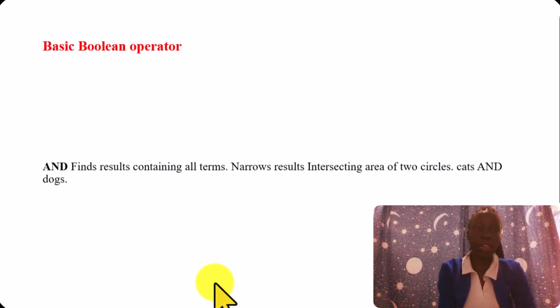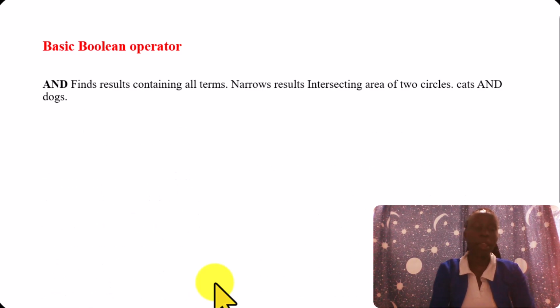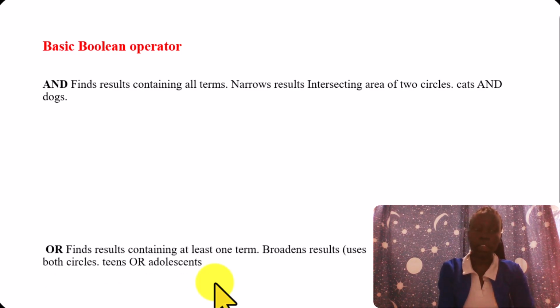So let us look at the basic Boolean operators. We are going to look at them one by one. We have the AND. AND finds results combining all terms. It narrows to the intersecting areas of two circles. For example, you can be searching for a cat AND a dog. You put AND between the cat and the dog. So this is how it works.